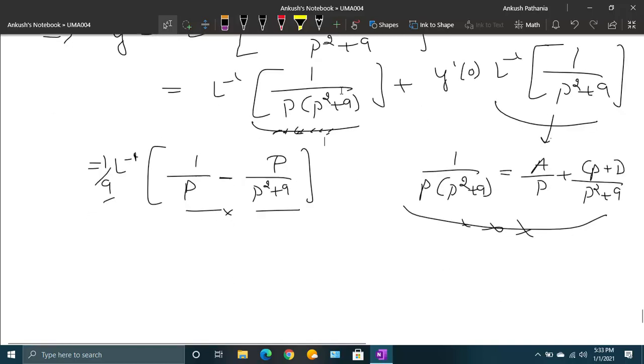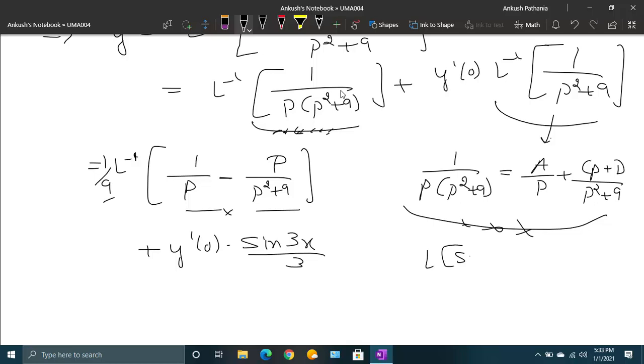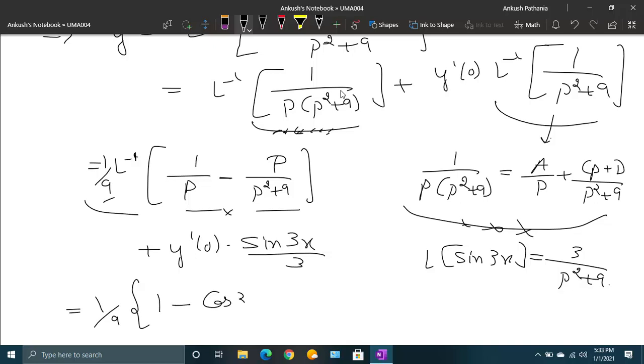So now this is your first term, and the other you have already got, y dash 0. This is sine 3x upon 3 because this is p square plus 9. Laplace of sine 3x is 3 upon p square plus 9. So clearly you can see Laplace inverse of 1 upon p square plus 9 is sine 3x by 3. So now 1 by 9 from here, Laplace inverse of 1 by p, 1. This is cos 3x. This is 1 by 9 (1 minus cos 3x) plus y dash 0 sine 3x by 3.